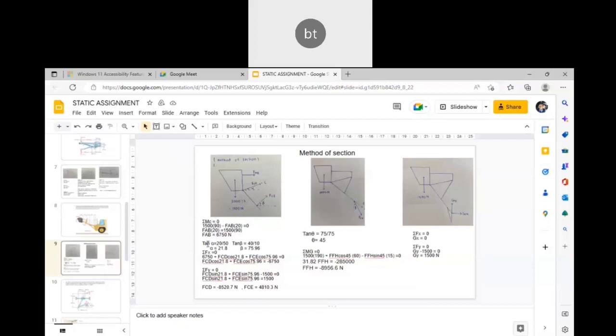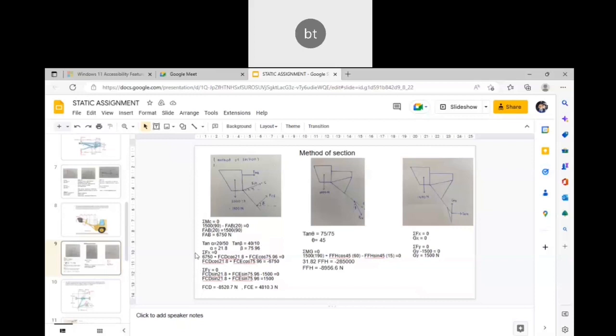To find the forces FCD and FCE, we use the formula Fx equals 0. But as you can see here, we don't have the angle to resolve it. To find the angle, we use the formula tan alpha equals 20 over 50, and we get alpha equals 21.8. Same for beta: to find beta, we use tan beta equals 40 over 10, and we get beta.